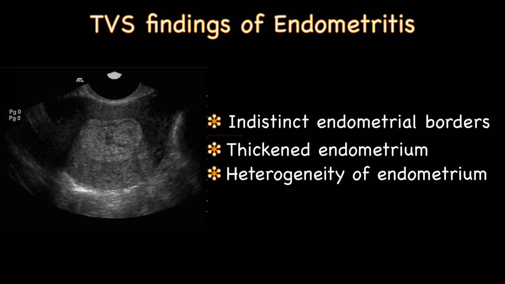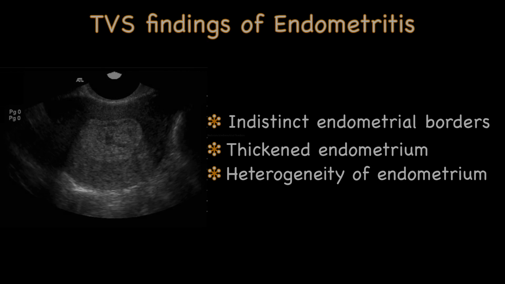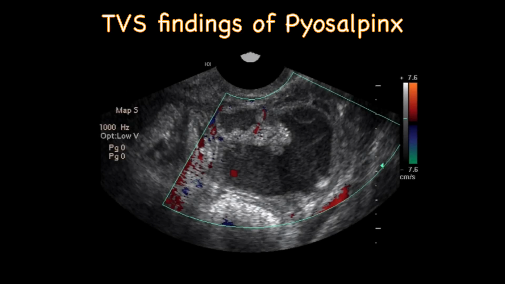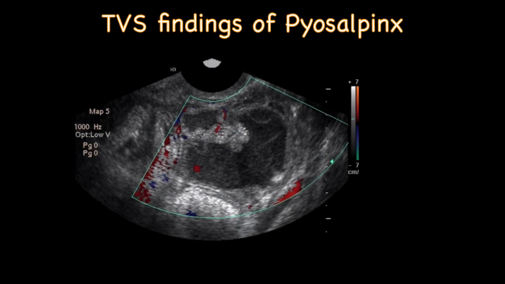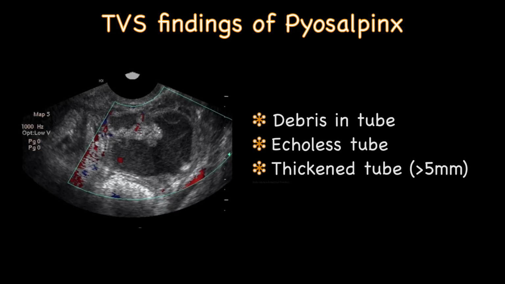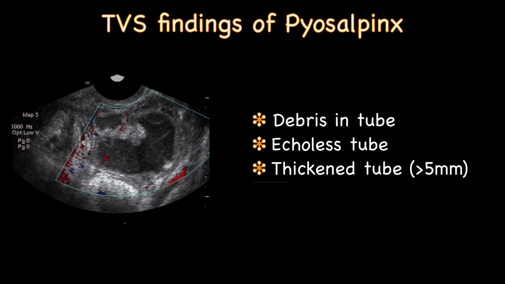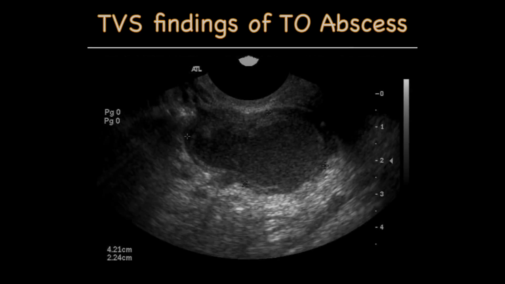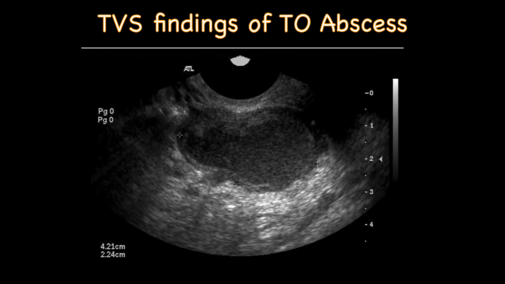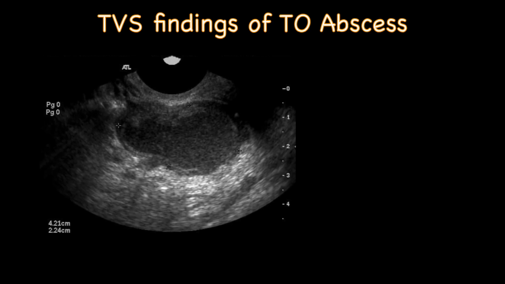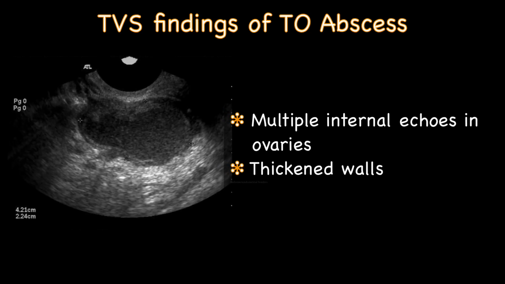Sonographic findings suggestive of endometritis are indistinct endometrial borders, thickened endometrium, and heterogeneity of endometrium. Findings suggestive of a pyosalpinx are debris in the tube, echoless fallopian tube, and thickened tube greater than 5 mm. In the presence of a tubo-ovarian abscess, on ultrasonography, there will be multiple internal echoes in the tubes and ovaries and thickened walls.